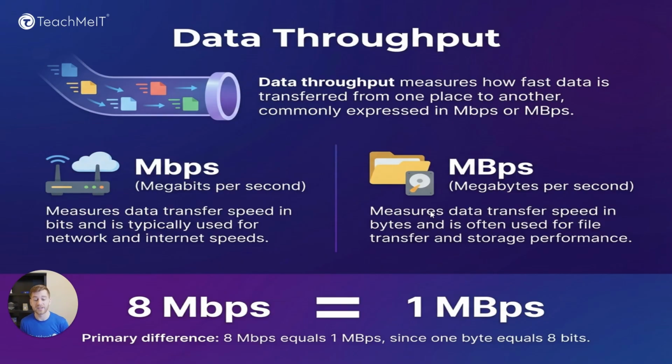Going forward, megabytes per second transfers data speed in terms of bytes, and this is mainly used for local file transfer and for storage performance locally. So 8 Mbps, or 8 megabits per second, equals 1 megabyte per second. The primary difference is that 8 megabits per second equals 1 megabyte per second. So keep those in mind. Megabits, or uppercase M, lowercase b, PS, we normally use for network and internet. M, uppercase B, PS, we normally use for local storage.